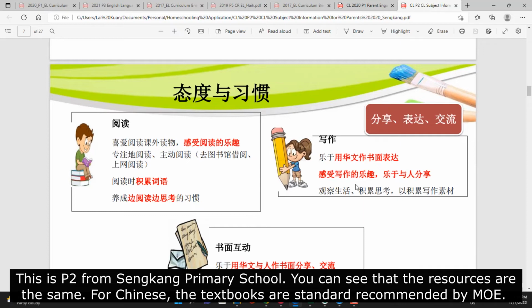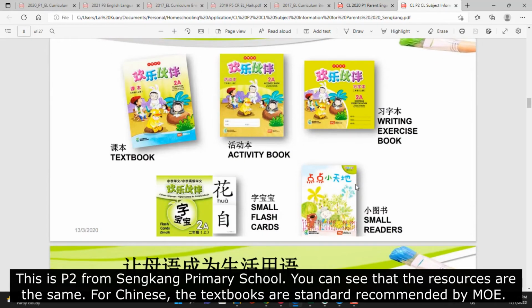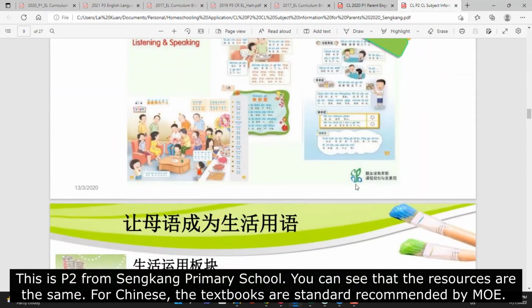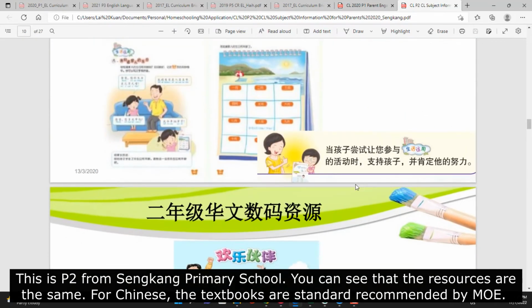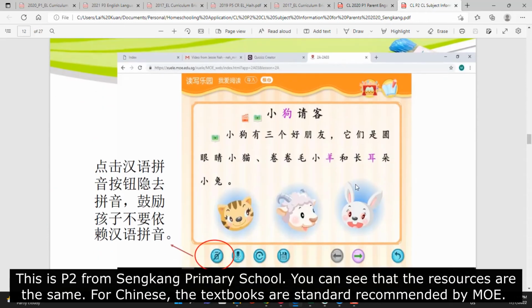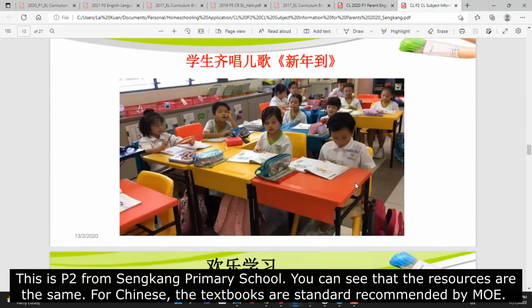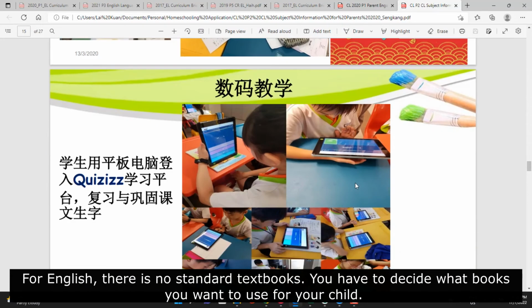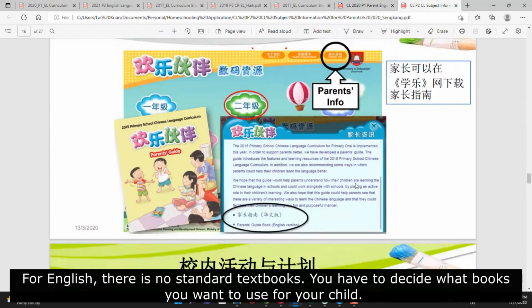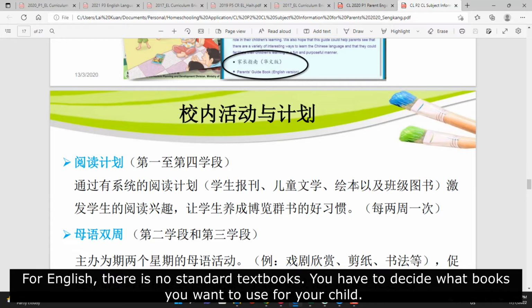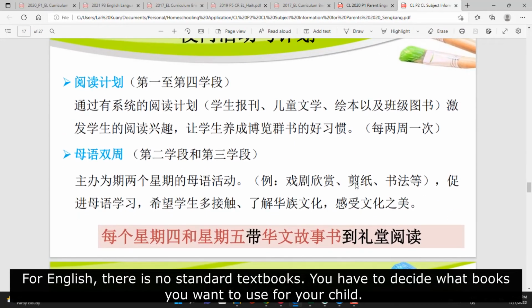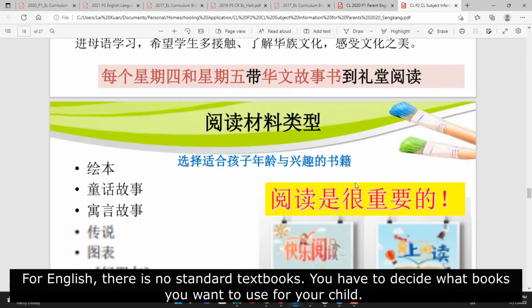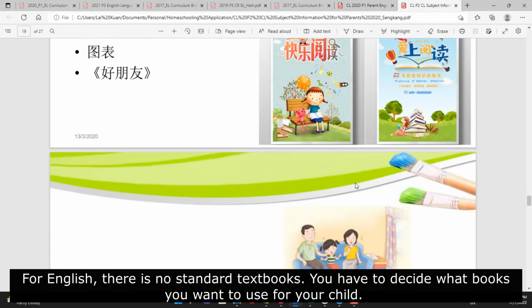These are searches that I have done in the past, so I just quickly show you instead of showing you again how I searched. You can see normally for Chinese the textbooks are very standard for each of the years, even for activity books, exercise books, and even flashcards, very standard. For English, there are no standard textbooks recommended by the ministry. So you have to decide what kind of books you want your child to read for English.